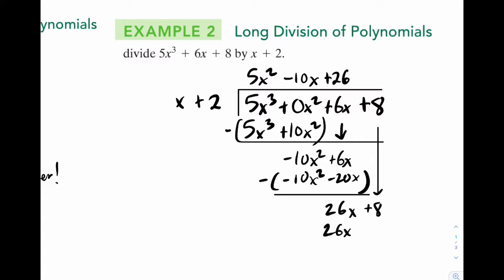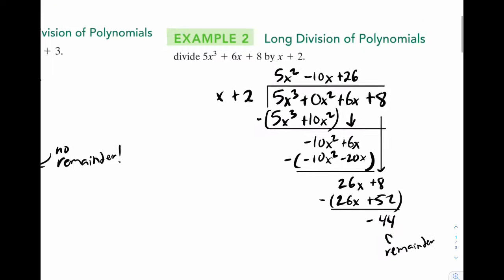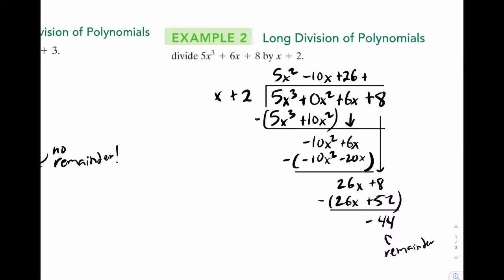And now we see something interesting happening. The remainder is clearly not 0. I get negative 44 right there. So in cases like this, what you have to do is you put plus negative 44, your remainder, over your divisor, x plus 2. And now you have your answer.